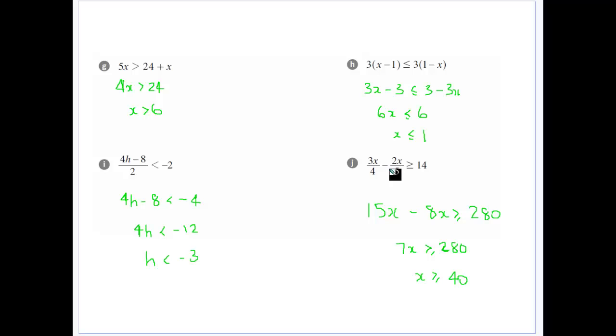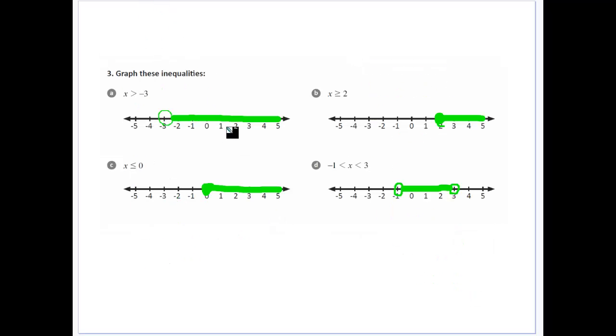Our lowest common denominator is 20, so we multiply this by 20, gives us 15. Multiply this by 20 and it gives us 8. And 20 times 14 is 280. We start to collect our like terms, so 7x greater than or equal to 280, divide by 7 gives us 40 there.